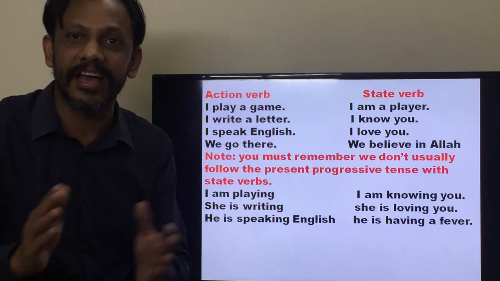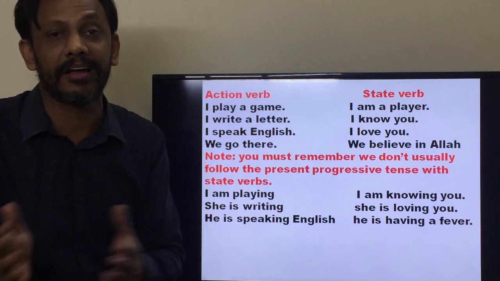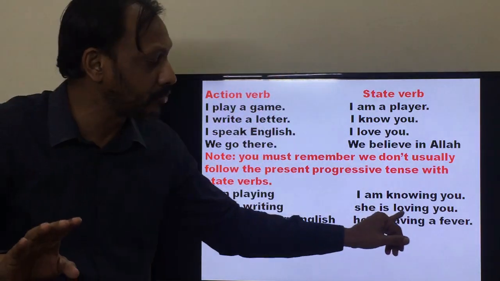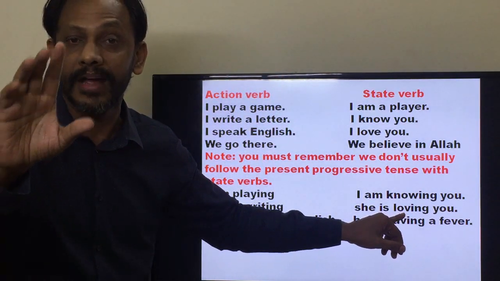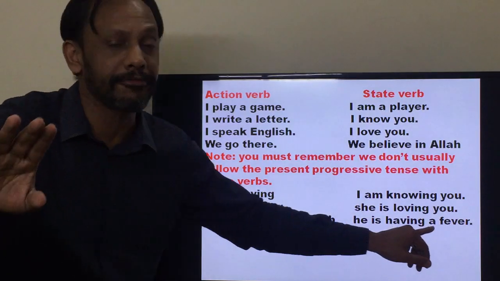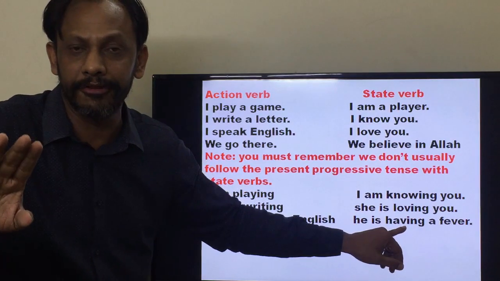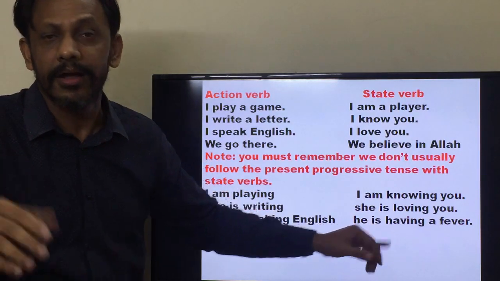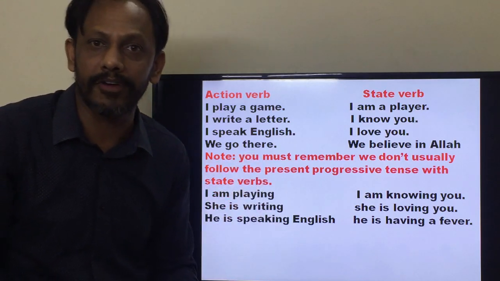Love could be used as an adjective. My loving son, my loving daughter. That's a different case. We'll discuss it later in another video. But here I'm talking about only love as a verb. It's an emotion. We don't use the ing form. Okay? And he is having a fever. Wrong. He has a fever. I have a fever. I cannot say I'm having a fever. The only reason is that have is a state verb here.